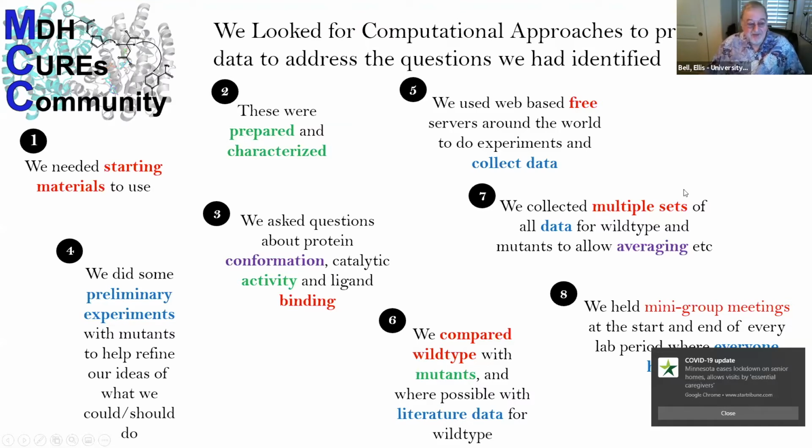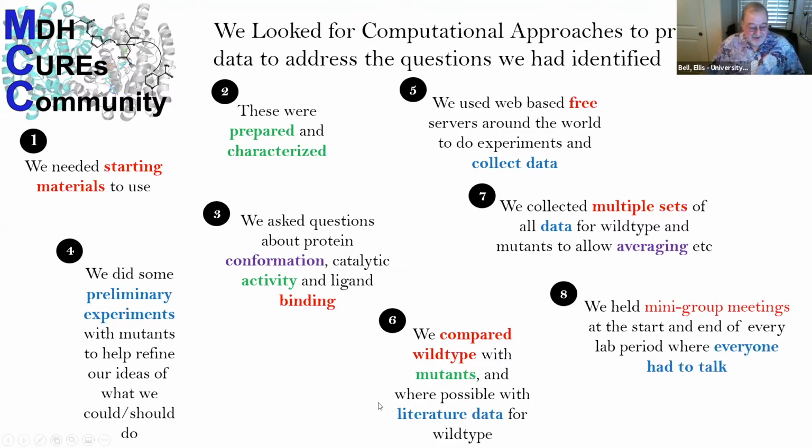The good thing is we were able to collect multiple sets of data. Students could do all the averaging and statistical analysis that we wanted them to do. In this case, we were comparing wild type and mutants, computationally produced wild type and mutants, and wherever possible, we put that into the context of what information might be available in the literature.